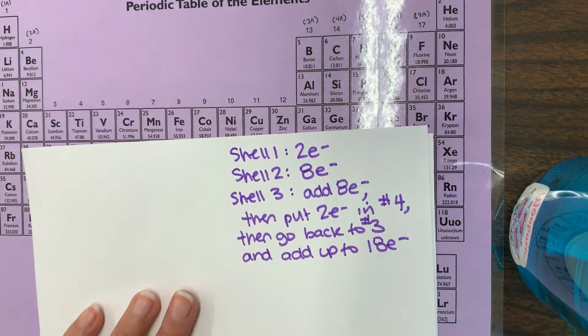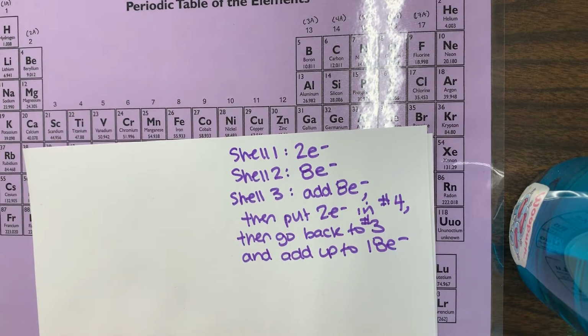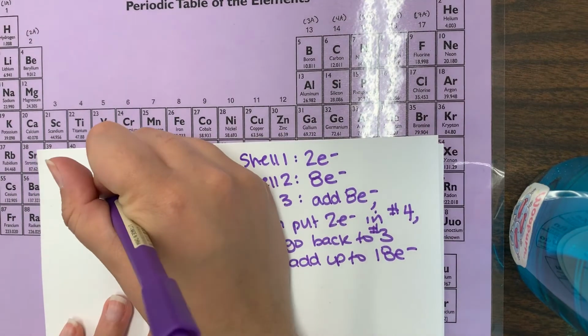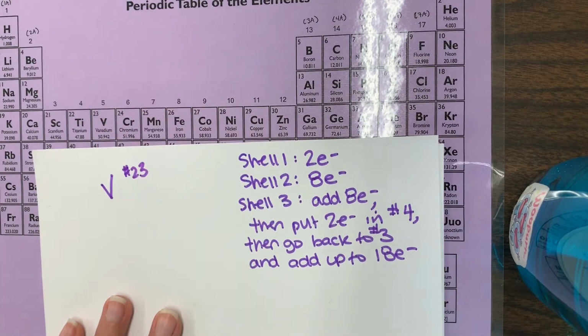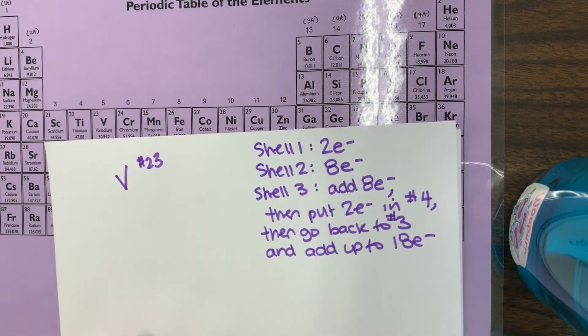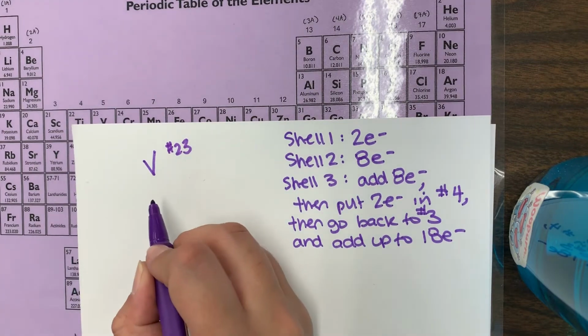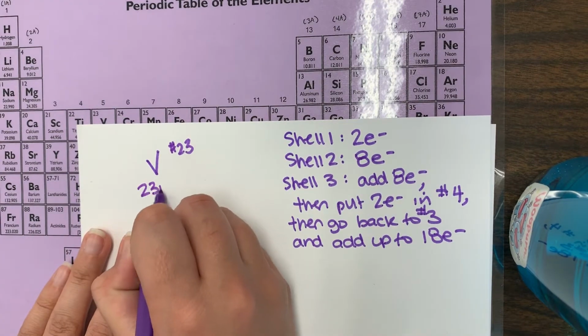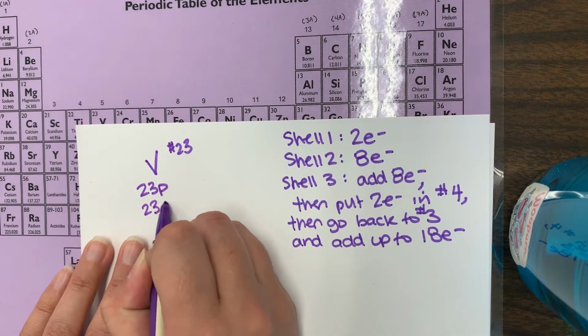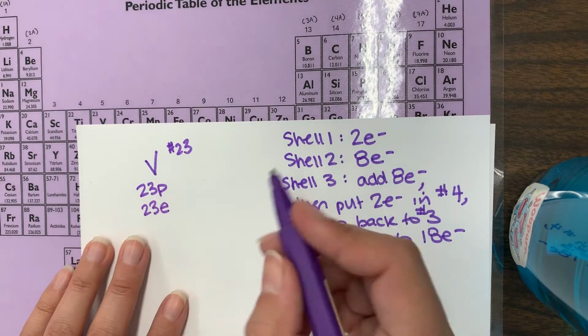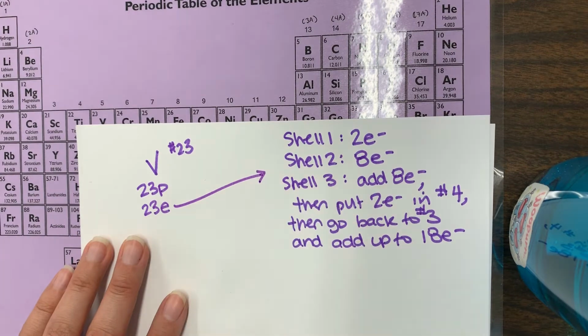So we're gonna identify a couple things about the element before we start drawing it. So we have our symbol. It is number 23 on the periodic table. So we're going to identify 4 things. First of all, number 23 means that it has 23 protons. That also means that it has 23 electrons. So this is important because that tells us how many we need to put in the shells.